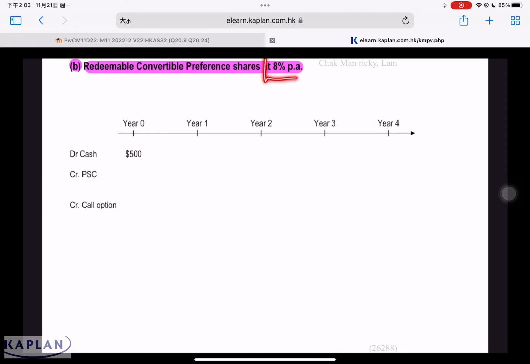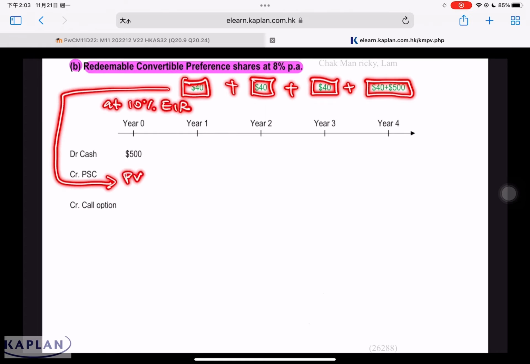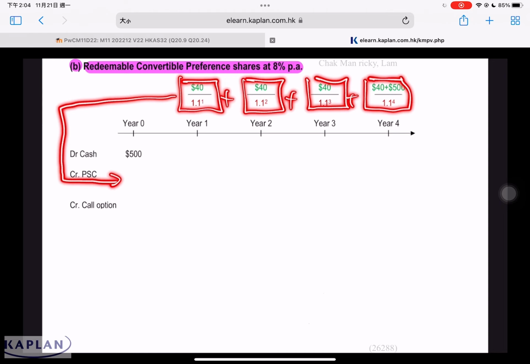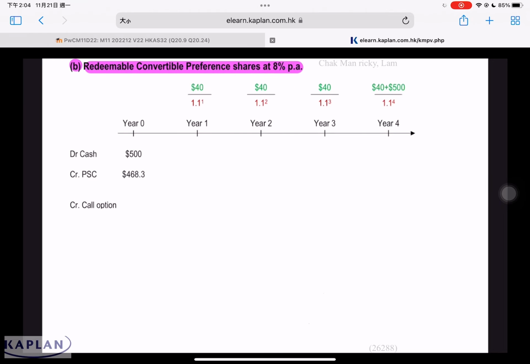Contractually, we must pay 8% per annum for year 1, year 2, year 3, year 4. 8% of 500 is equal to 40. Contractually, it's 40, 40, 40, 40, plus the 500 if it's not converted. We have to discount this to present value based on the effective interest rate of 10% per annum. If we issue a normal preference share, we have to pay a 10% dividend. This is the real borrowing cost of the entity. Over 1.1 to the power of 2, 1.1 to the power of 3, and 1.1 to the power of 4. This amount will be equal to 468.3.